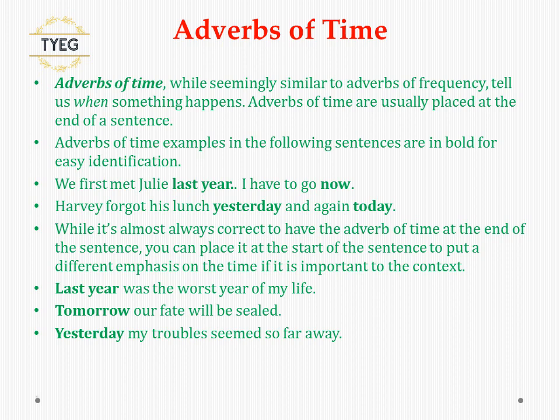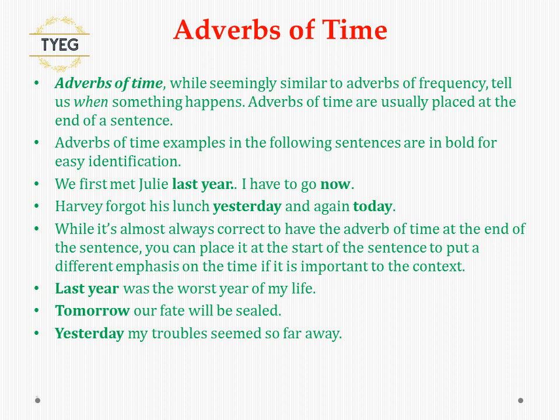Adverbs of time. Adverbs of time, while seemingly similar to adverbs of frequency, tell us when something happens. Adverbs of time are usually placed at the end of a sentence. Adverbs of time examples in the following sentences are in bold for easy identification. We first met Julie last year. I have to go now. Harvey forgot his lunch yesterday and again today.